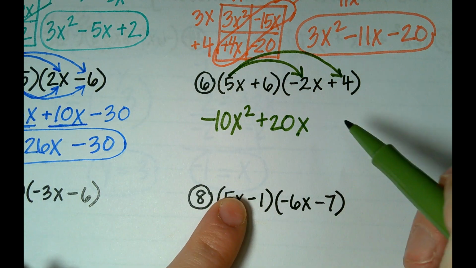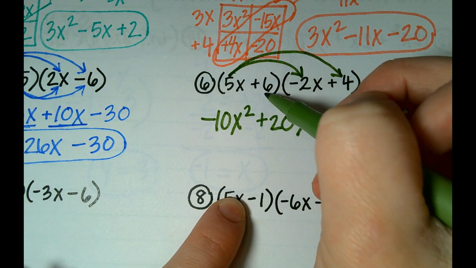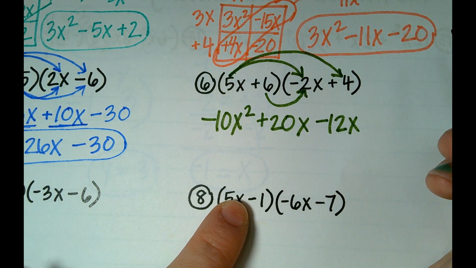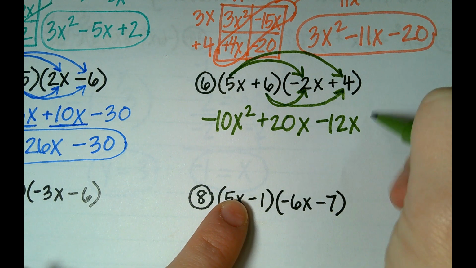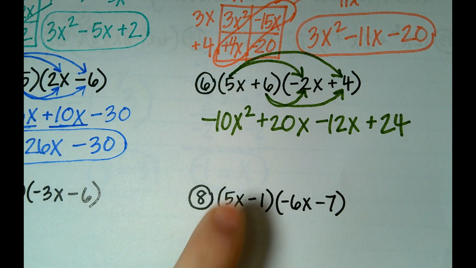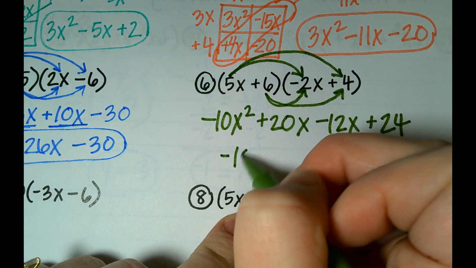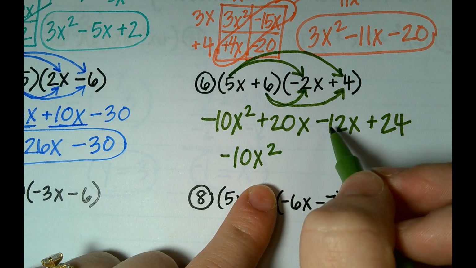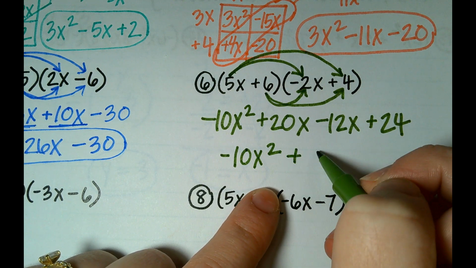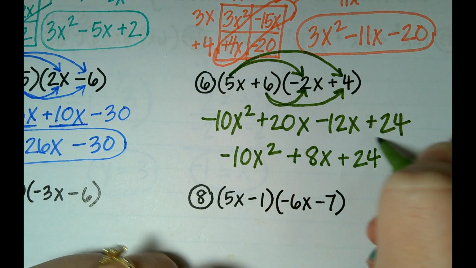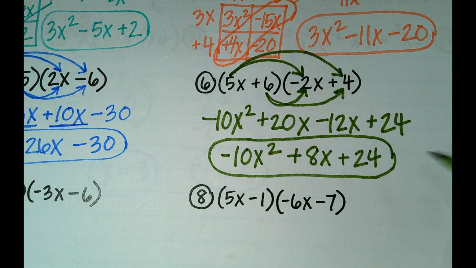Okay, now my inner terms, 6 and negative 2x. Good, negative 12x. Yes, 24. Okay. Perfect. Plus 20 minus 12. So 20 minus 12 is 8. Positive 8x. Thank you. Plus 24. That's our answer for number 6.